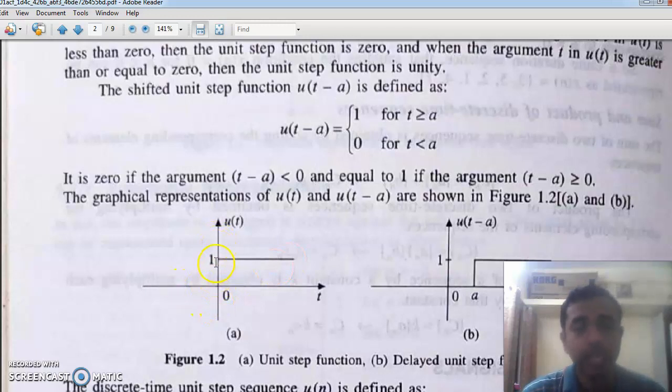So you can see that u of t has value only from t is equal to 0, and that is a purely right-sided sequence. Right-sided signal. The values are only to the right side of t is equal to 0. There is no value to the left side of t is equal to 0. So this u of t is a purely right-sided sequence.